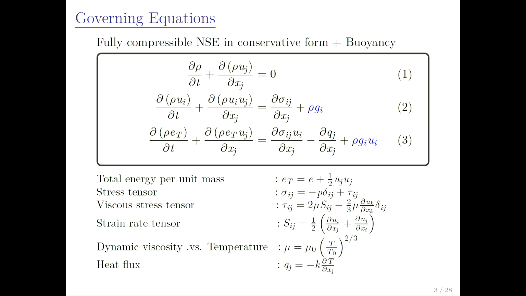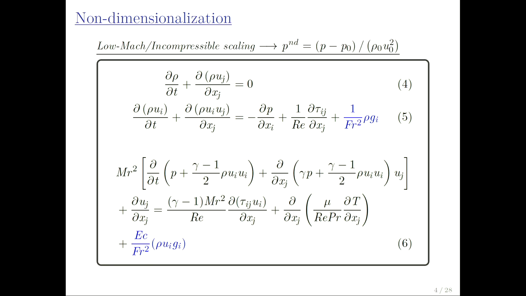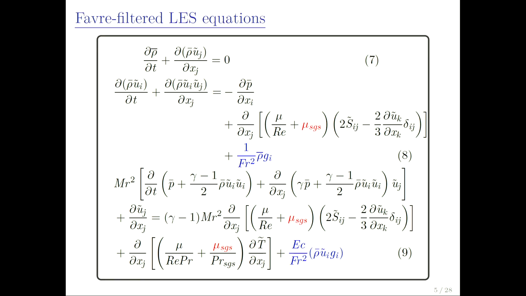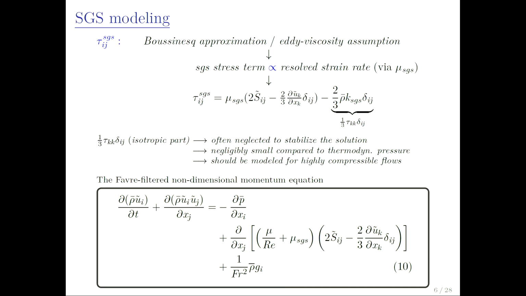Here are the equations solved by the algorithm. They're the fully compressible Navier-Stokes equations in conservative form with a buoyancy term, and I made them non-dimensional. Look at the pressure. The way of making pressure non-dimensional is a special trick that allows you to study low-Mach number flows. It's called incompressible scaling. And of course, this is an LES algorithm, so I need to apply filtering. This is the result of filtering.